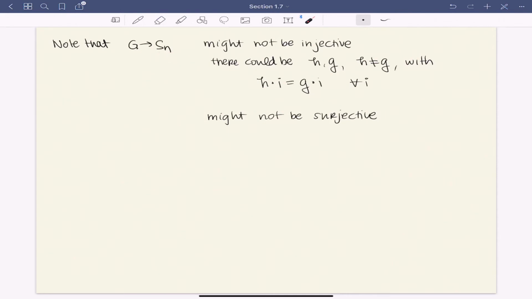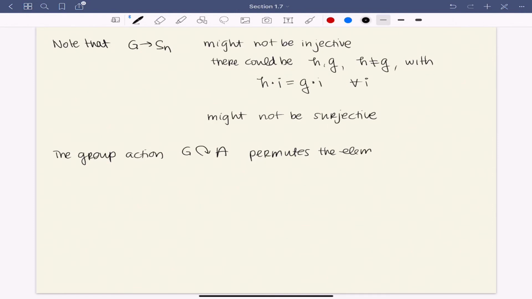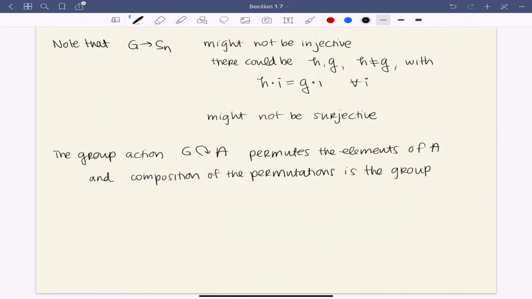Now, this homomorphism from G into Sn tells us that the group action of G on a set A, or on the set 1 through n, it doesn't matter how you think about it, permutes the elements of A, and composition of these permutations is the group multiplication. Okay, so there's nothing wrong going on here.